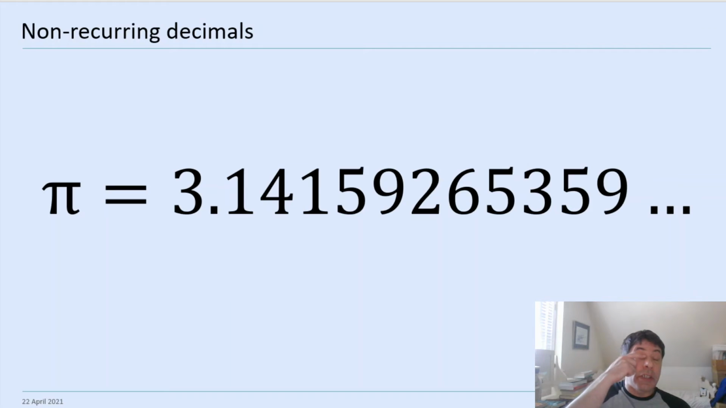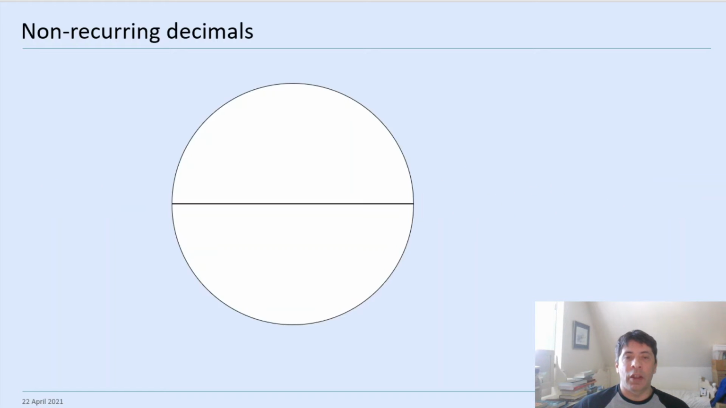Okay, so there are some decimals that do not recur. Actually, there are loads of decimals that do not recur. So the number pi, for those that are not so familiar or have forgotten or have not yet learned, pi is the ratio of the circumference of a circle divided by the diameter of a circle. So if you take the circumference of any circle and you divide by the diameter, you get this number.